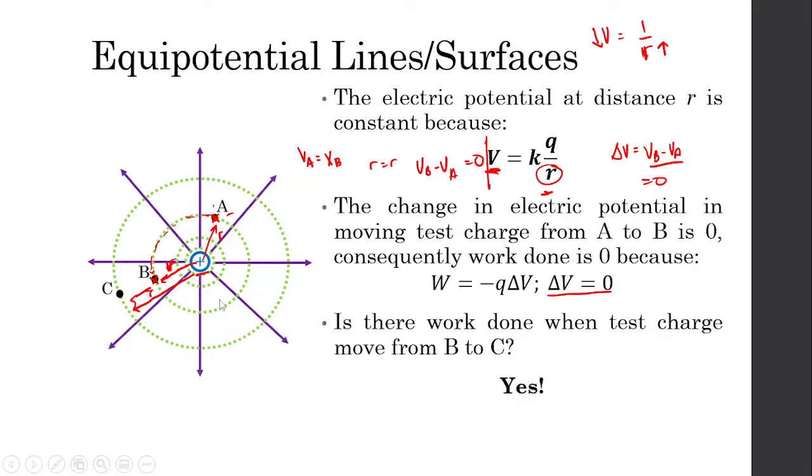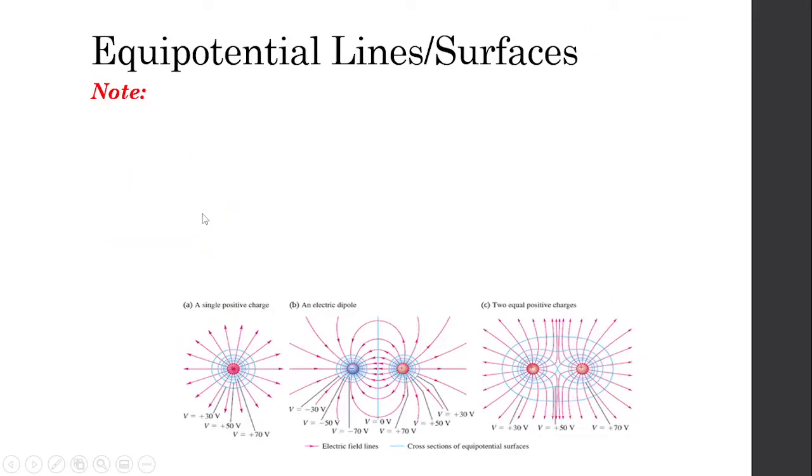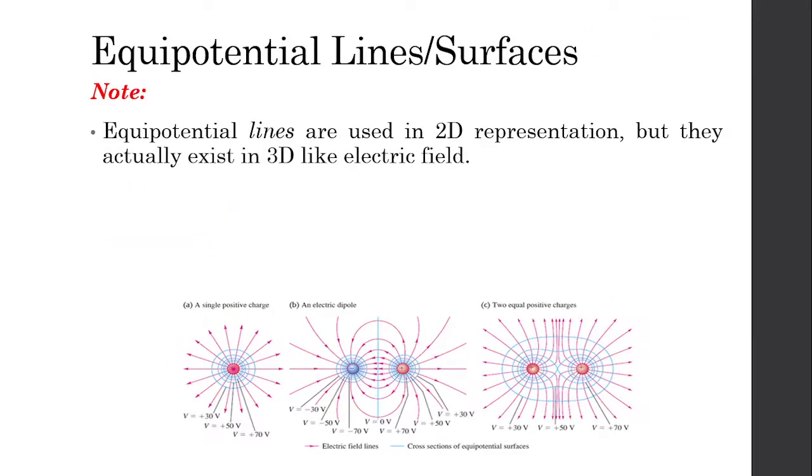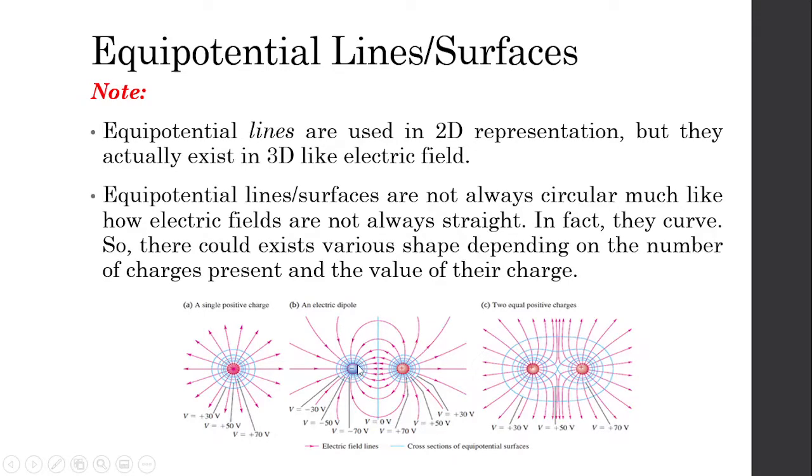And again, this is a 3D space. So note, the equipotential lines, although used in 2D representation, are actually in 3D. So they are surfaces, they are spheres surrounding the charge. Another thing, equipotential lines or surfaces are not always circular. If you look at this right here, they can mix together.